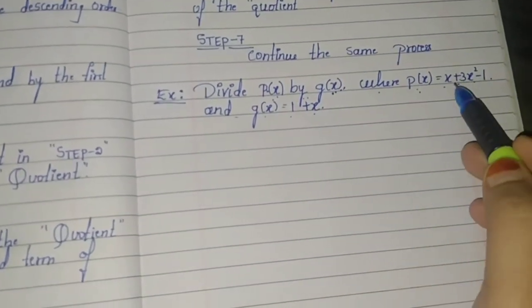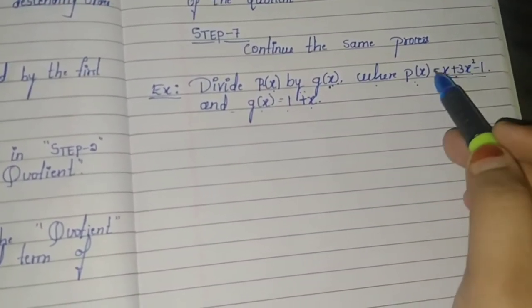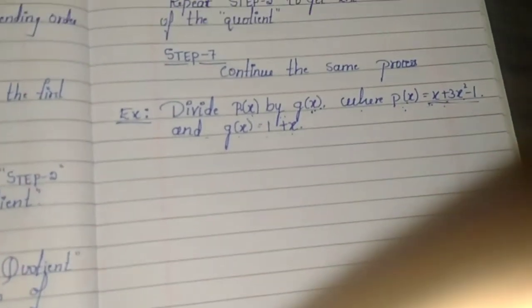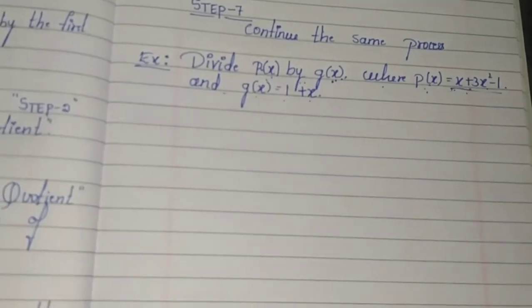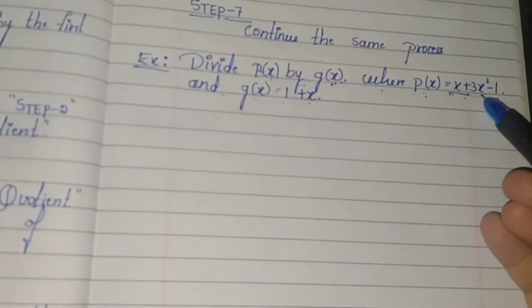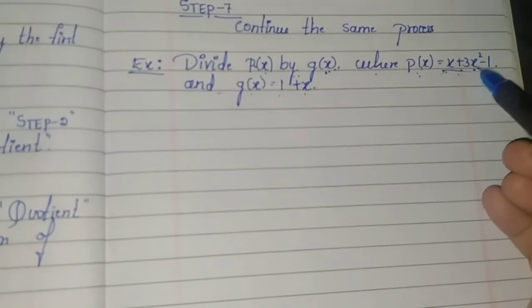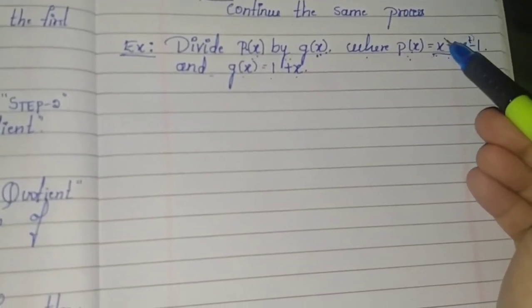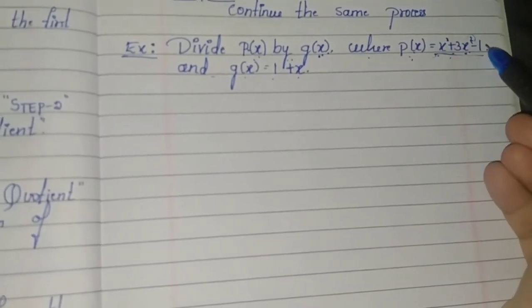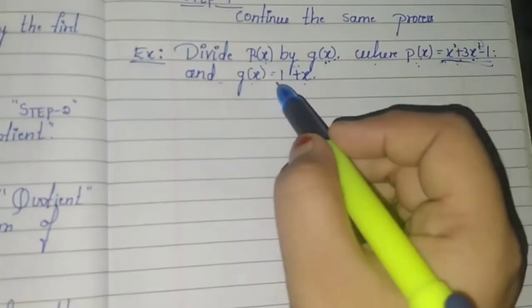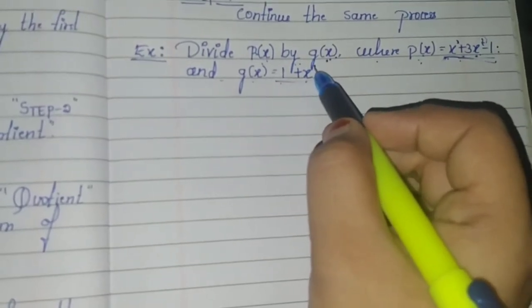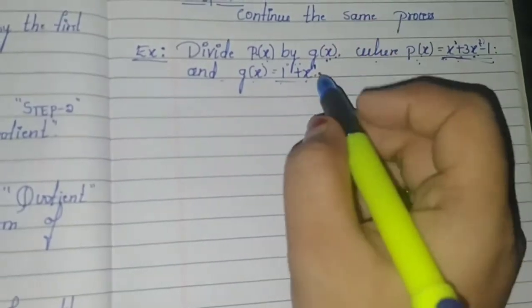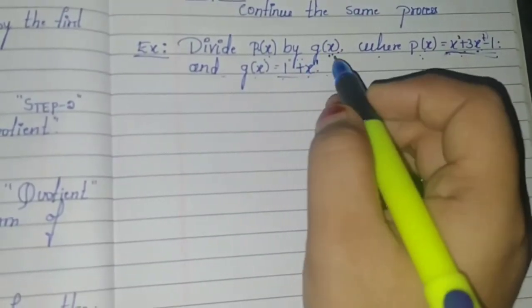Here you can see p of x is equal to x plus 3x square minus 1. You have to arrange these terms in the descending order of the power. That means the highest power you have to write first, after that 2, then 1, then 0. Here also the same thing will happen: here 1 is there, and nothing is there with it, that means x to the power 0. So first you have to arrange in descending order of their degrees.